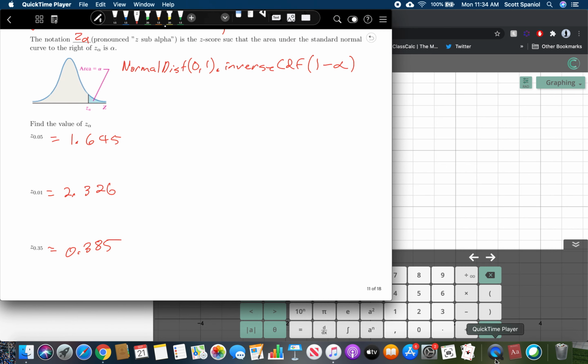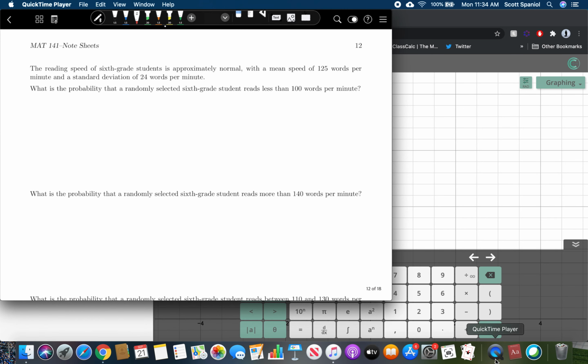Okay, so that's all we're going to talk about, the standard curve. But now we want to be able to apply this to any normal curve. So that's what we're going to do here. And the nice thing about using our calculator is it's set up really well to do this, because we can make any normal curve using the function on our calculator by simply doing normal distribution and putting in our mean and standard deviation. So the reading speed of a 6th grade student is approximately normal, with a mean speed of 125 words per minute and a standard deviation of 24 words per minute.